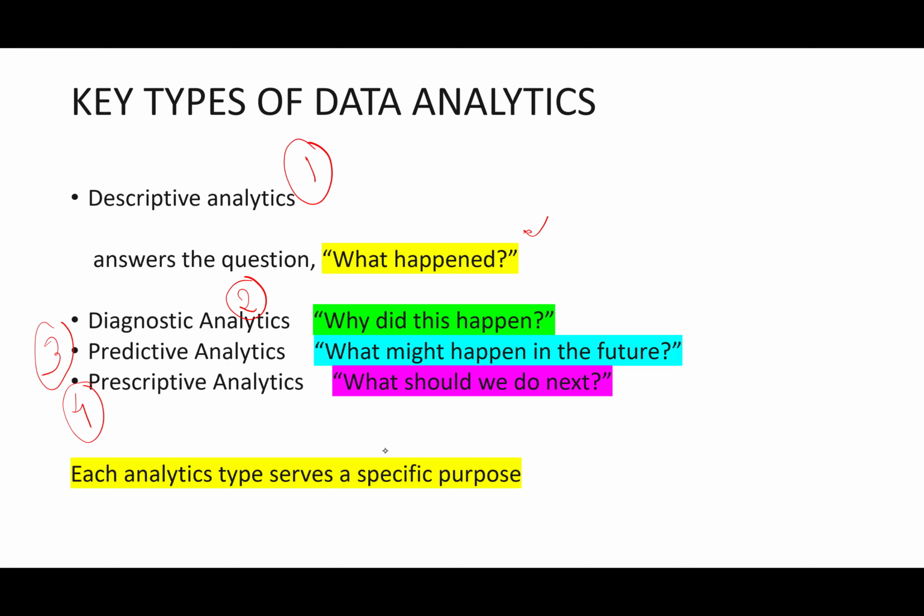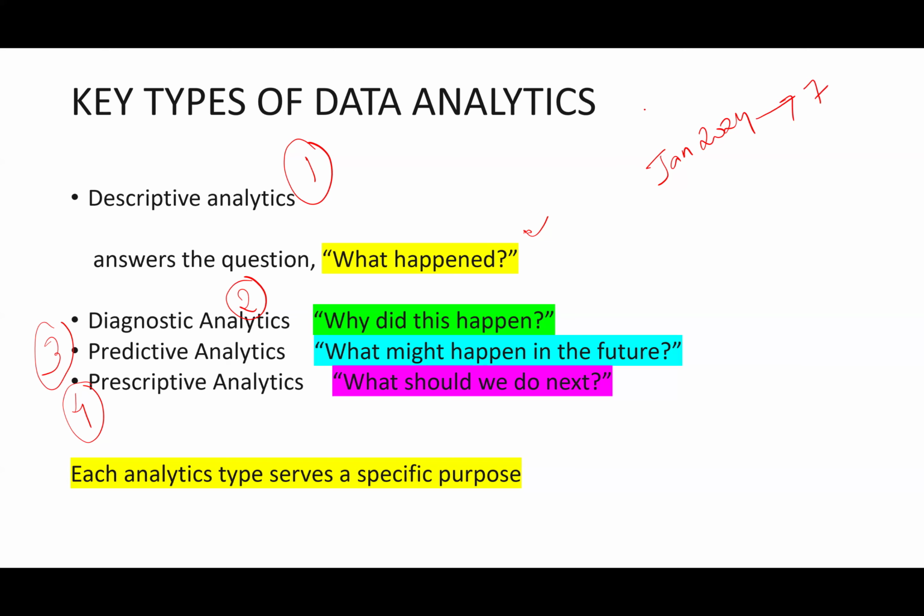What is descriptive analytics? It will work out on something that has happened. For example, you got an earthquake in Japan. In January 2024, you got an earthquake in Japan. What is the magnitude? 7 on the Richter scale.